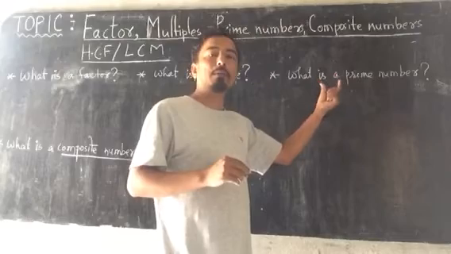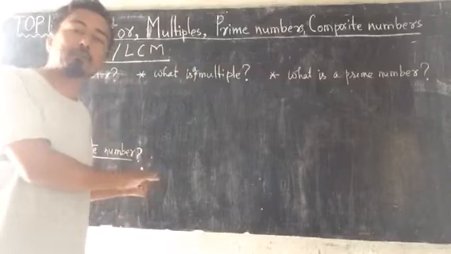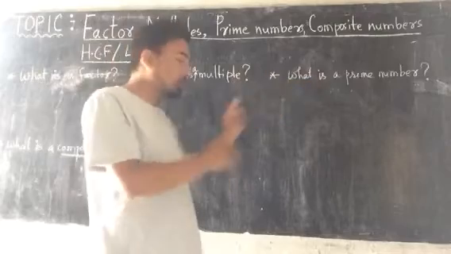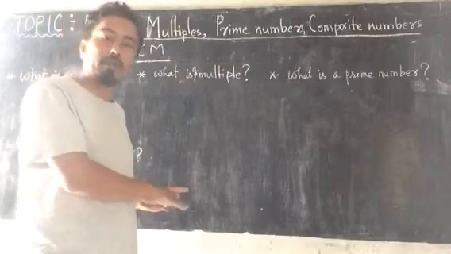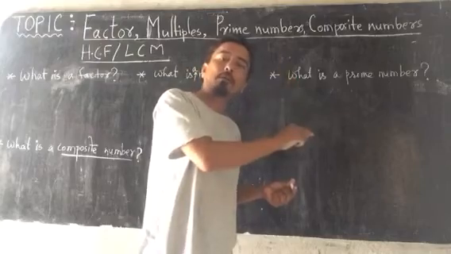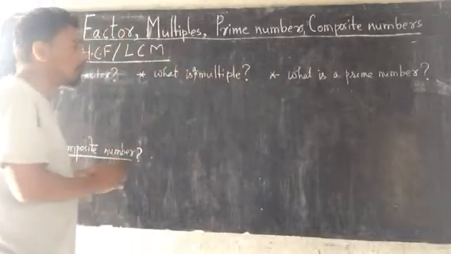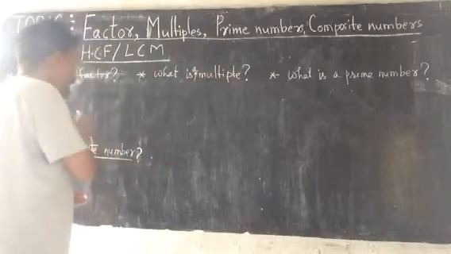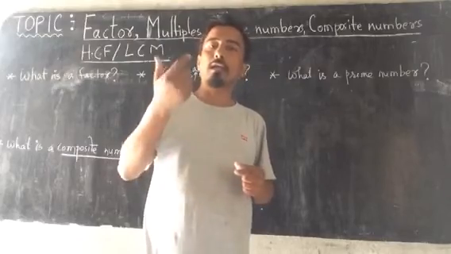A prime number cannot be divided by any other number, but a composite number can be divided by other numbers except itself. A composite number can be divided by itself as well as by other numbers. But a prime number cannot be. A prime number can be divided by itself, but not by any other number. Got my point? So these are the small concepts about factors, multiples, prime numbers, and composite numbers. You have to define each and every one by giving several examples, and you send them to me. Okay?